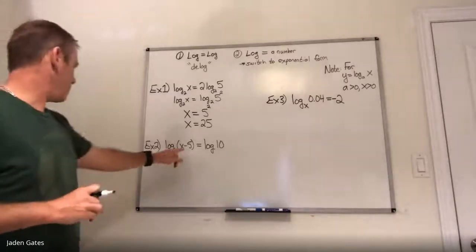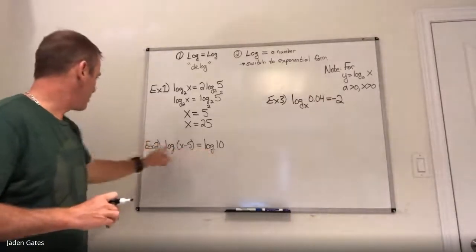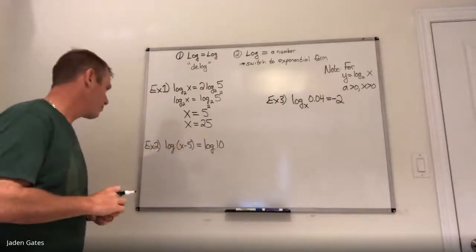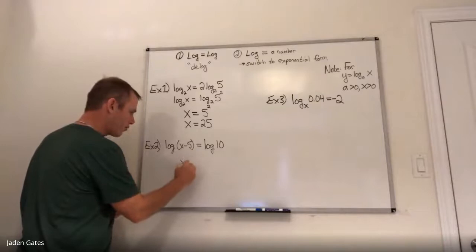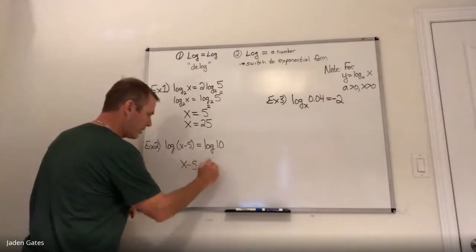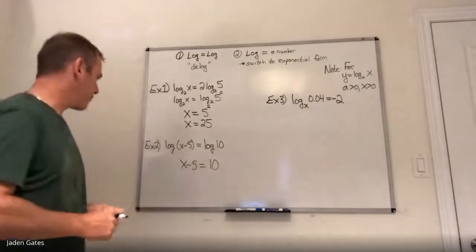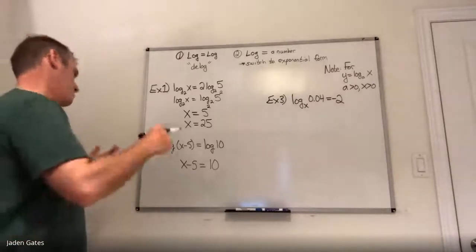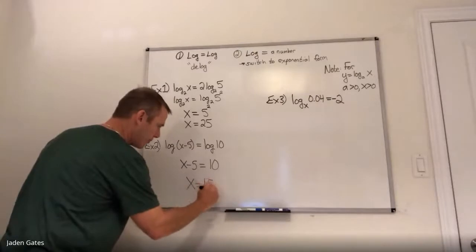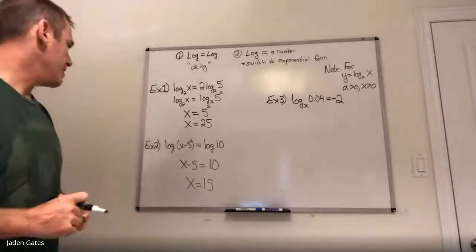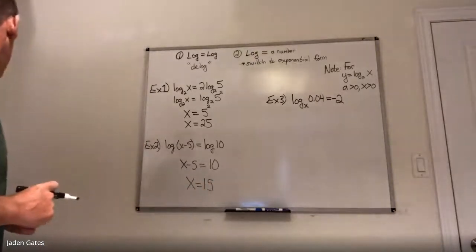All right, example 2, same scenario here. We have log equaling a log, nothing in front, nothing in front. So we can just d-log again, drop the logs. And so I have x minus 5 equals 10. Bring the negative 5 over to the other side, so it becomes positive. 10 plus 5 gives us 15.